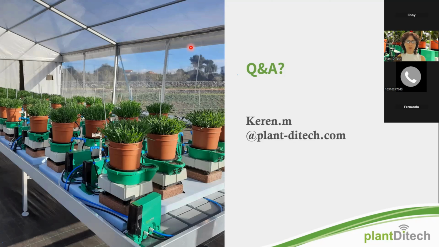Are all the measurements based on this super sensitive scale under the pot? I don't see any sensor hanging on the leaves of the plant. Correct. The key sensor is the lysimeter, the scale. And if you want, you can add more sensors. We also offer more sensors that you can add on a leaf level. If you want NDVI or IR, you can add it.